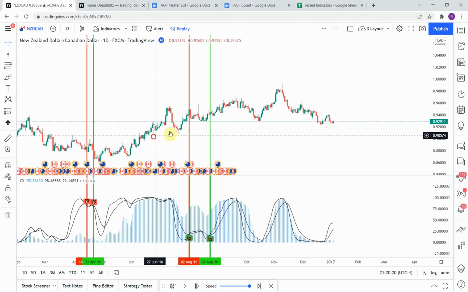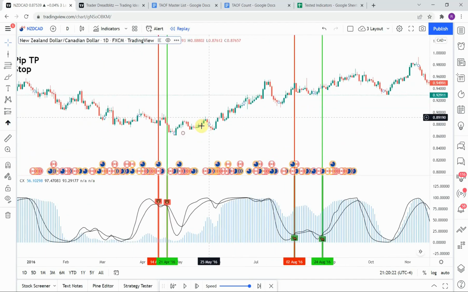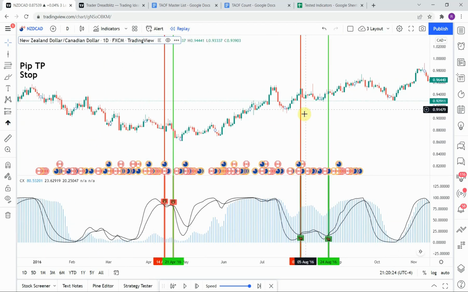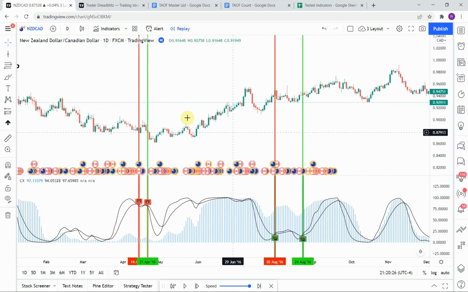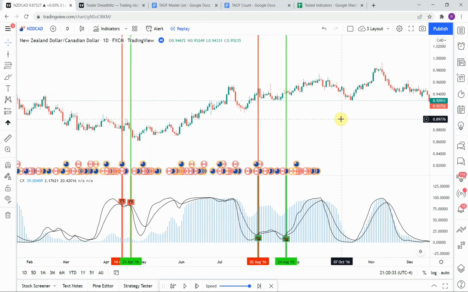Alright, so let's go ahead and take a look at our indicator here. We have 1, 2, 3, and 4 signals all together, and we have 1 and 2 winners. So that is not going to meet the 60% criteria that we are looking for.